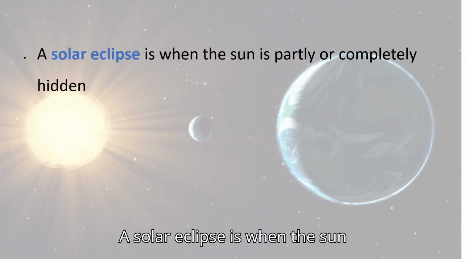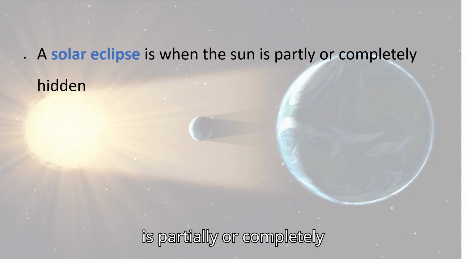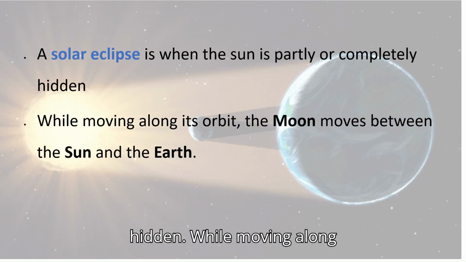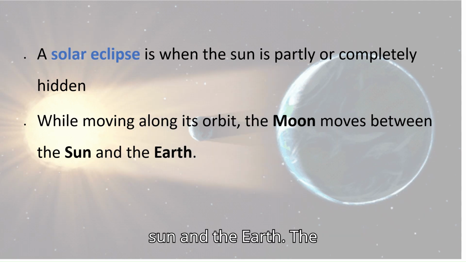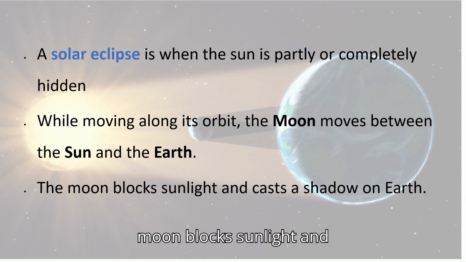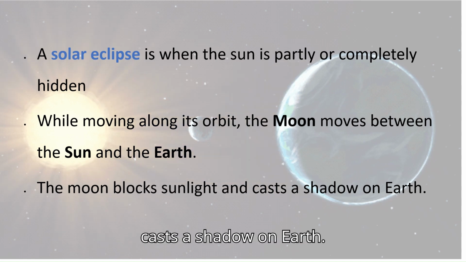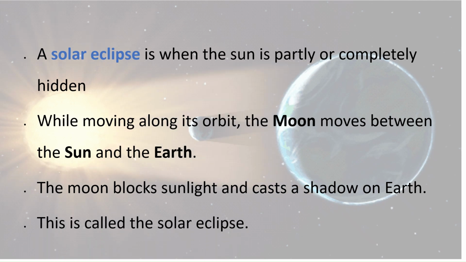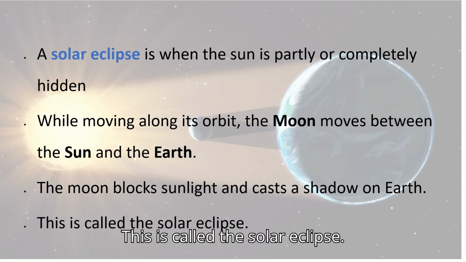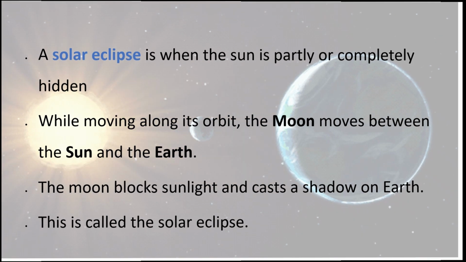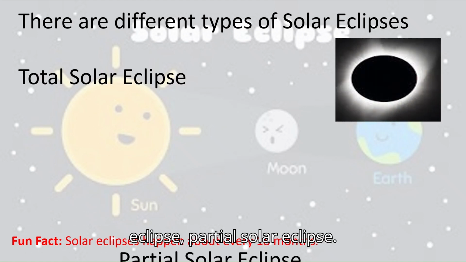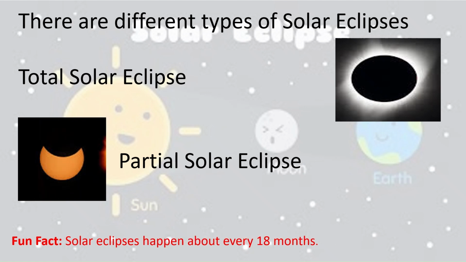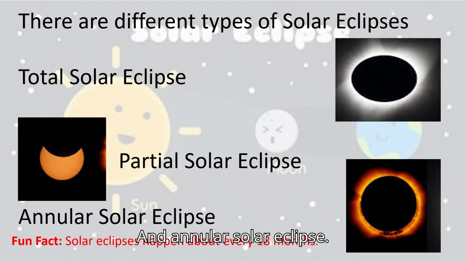A solar eclipse is when the sun is partially or completely hidden. While moving along its orbit, the moon moves between the sun and the earth. The moon blocks sunlight and casts a shadow on earth. This is called the solar eclipse. There are different types of solar eclipses: total solar eclipse, partial solar eclipse, and annular solar eclipse.